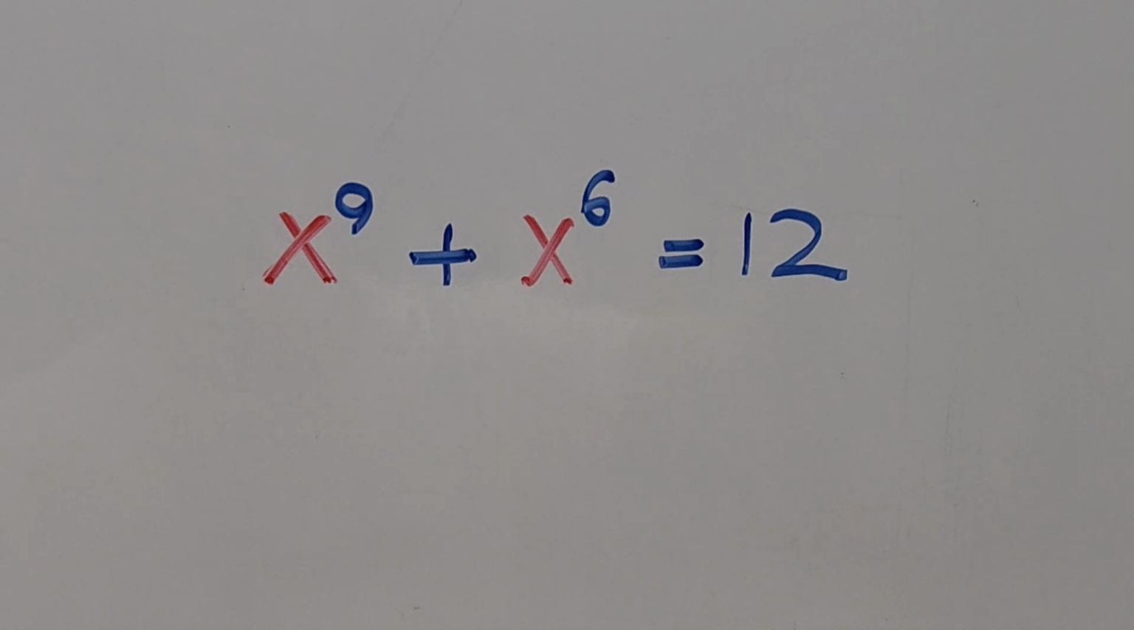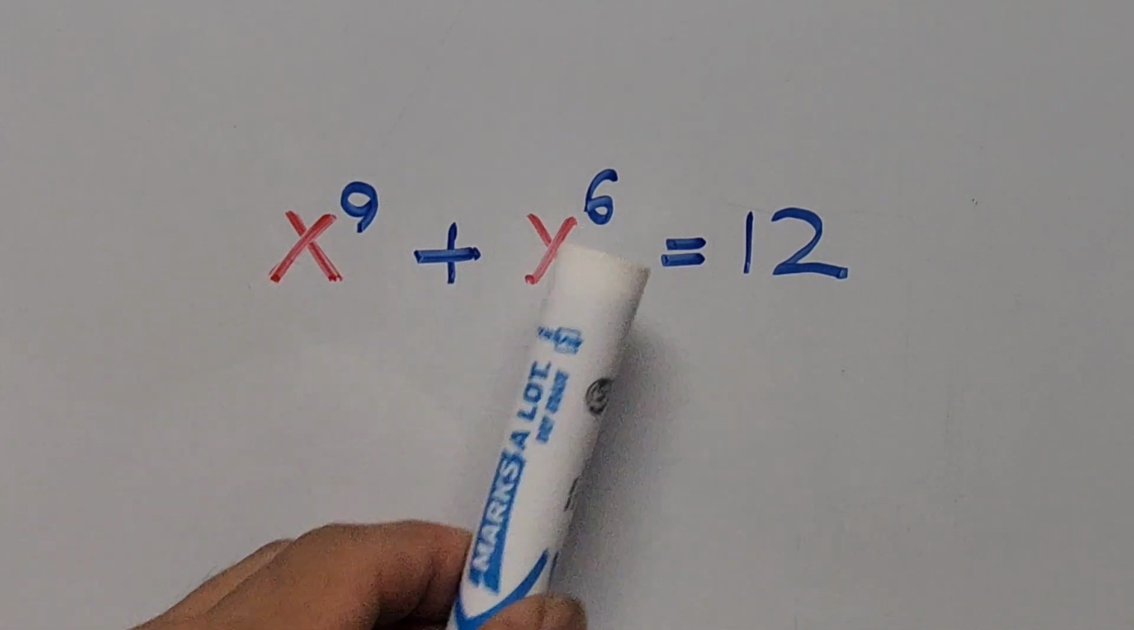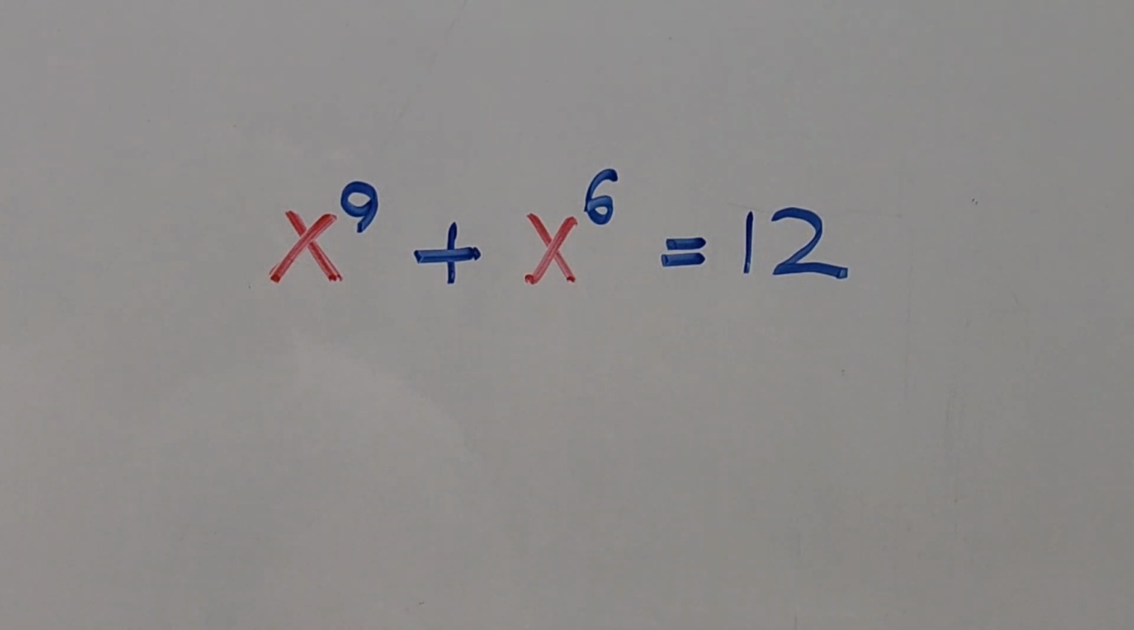So now let's start. How do you solve the equation? Did you notice any relationship between the exponents? Power of 9, power of 6. That's divisible by 3, right? 9 divided by 3 is 3, 6 divided by 3 is 2. So how do we solve the equation then?